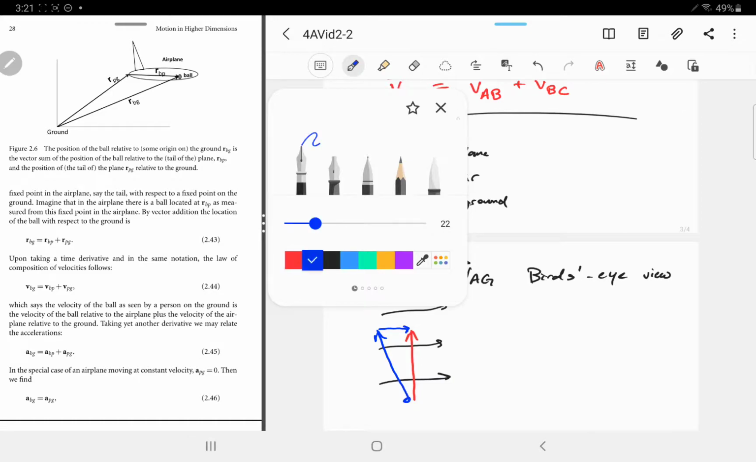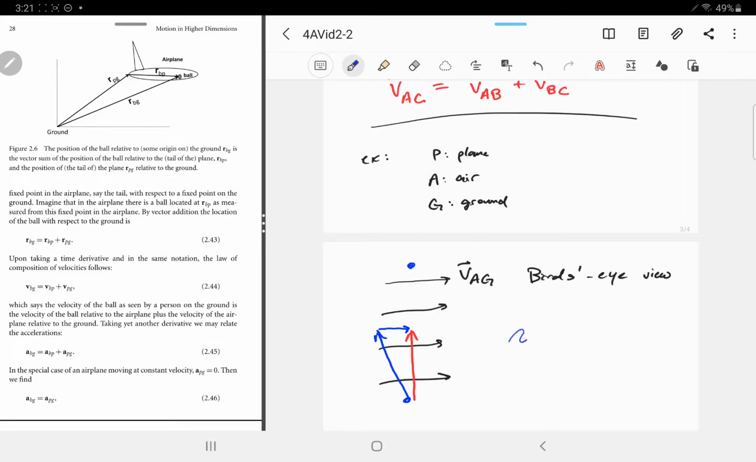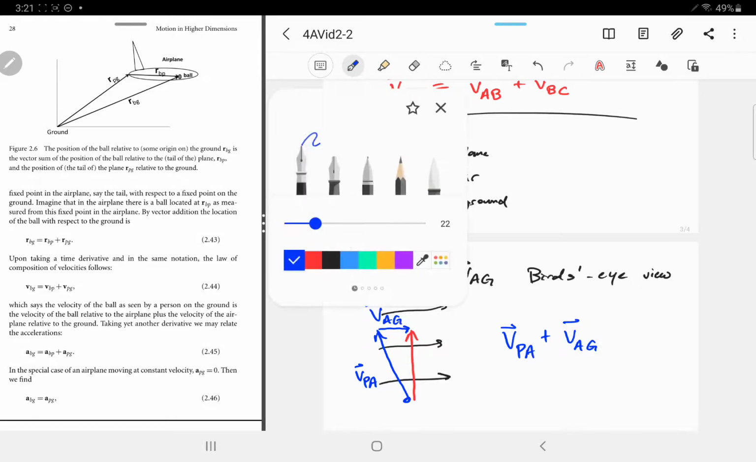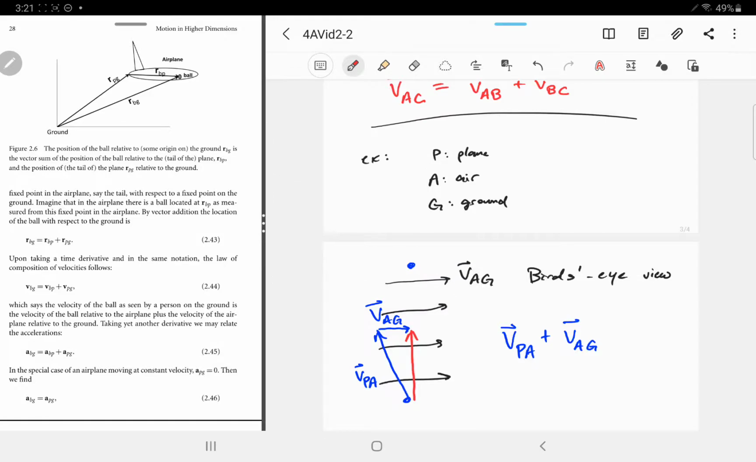So this is actually a vector equation. This is the velocity of the plane relative to the air, plus the velocity of the air relative to the ground. That's this piece right here. Those two combine to give you the velocity of the plane relative to the ground.